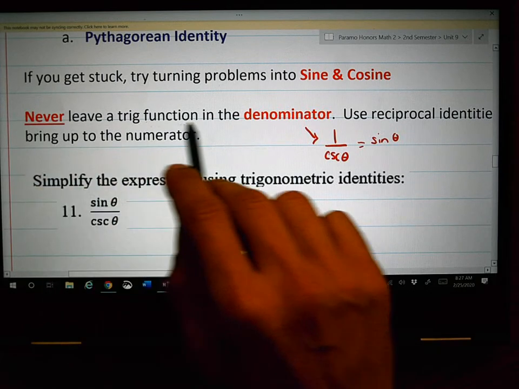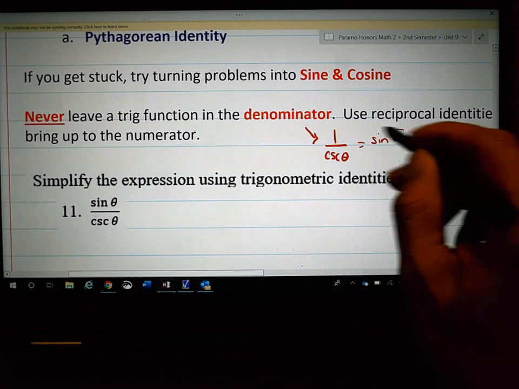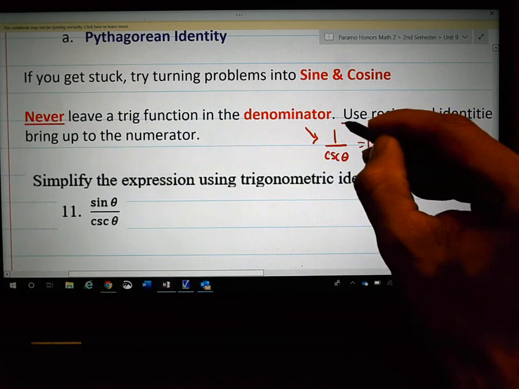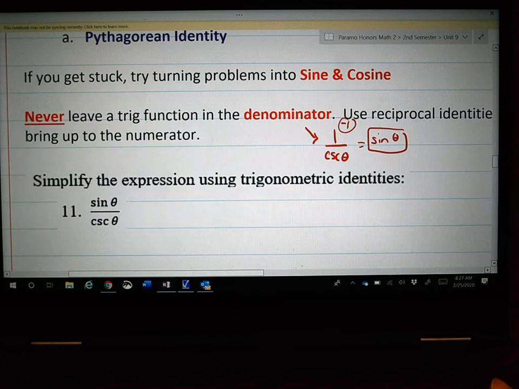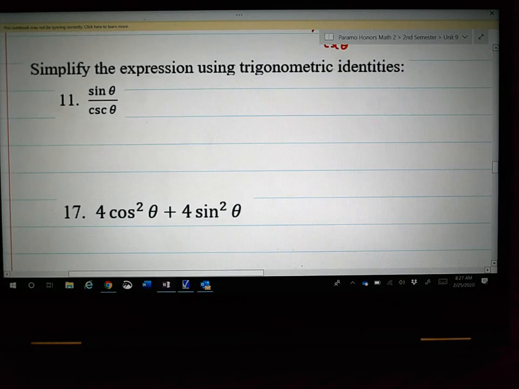Never leave a trig function in the denominator. Use reciprocal identities to bring up to the numerator. This is a full credit answer. This is a -1 answer. And I want you to avoid all the -1s that you can. Got it? So, let's do some examples.